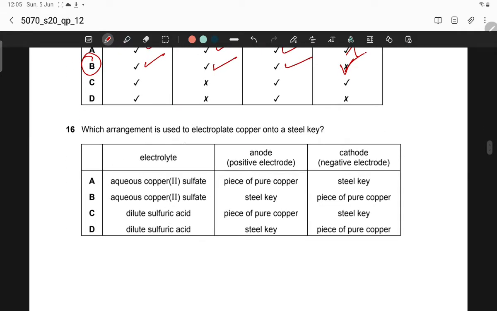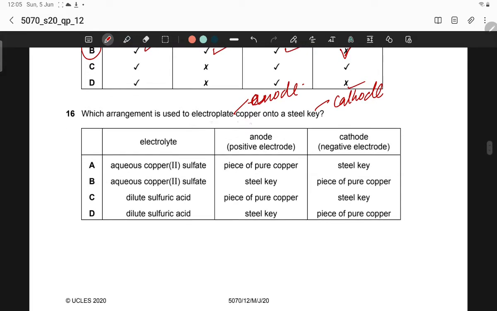Which arrangement is used to electroplate copper onto a steel key? Steel key must be cathode, copper must be anode, and electrolyte is the copper salt. Electrolyte is copper(II) aqueous salt, so this must be correct. Piece of copper must be anode, yes, and steel key must be cathode. A option is correct.